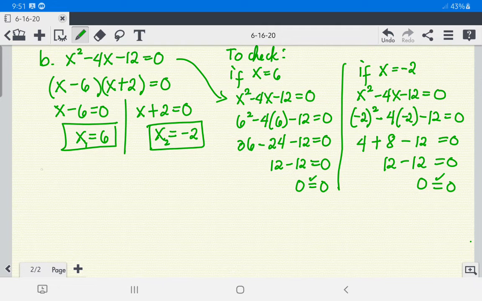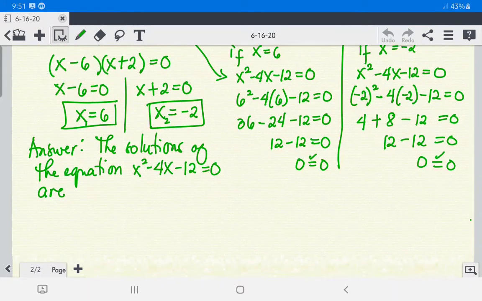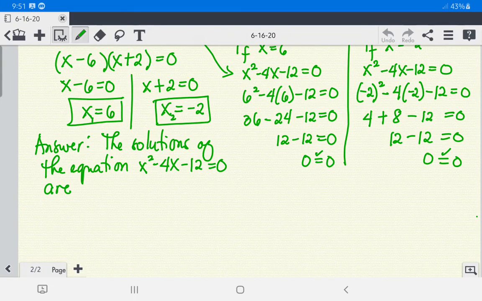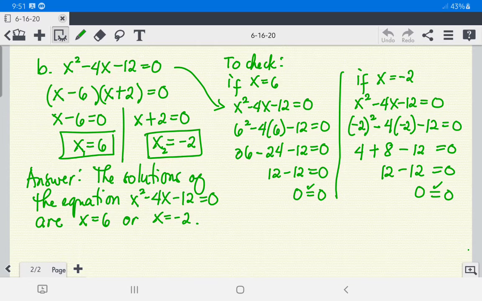Now here, the answer is that the solutions of the equation x squared minus 4x minus 12 equals 0 are 6 or negative 2. Okay, that is the second example.